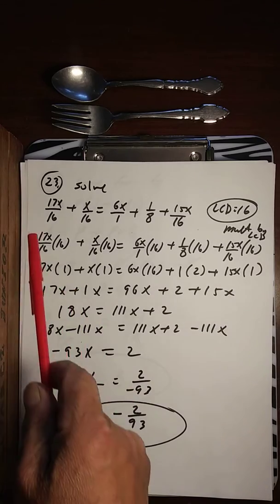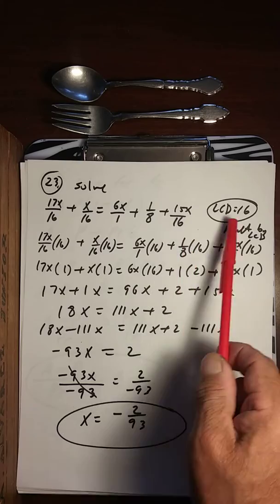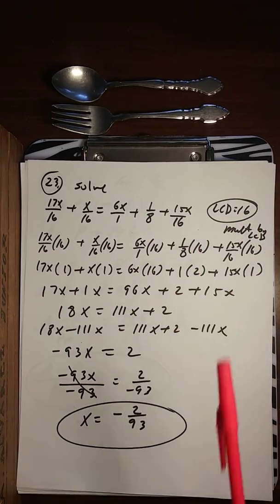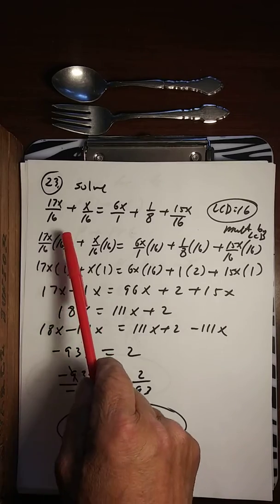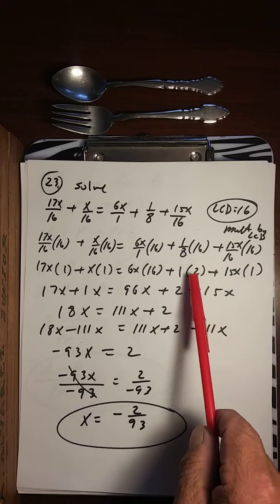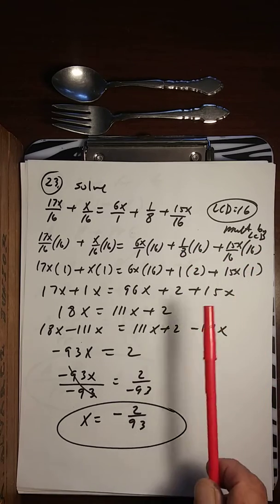This one. LCD is 16. So multiply everything by 16, 16, 16, 16. All the way across by 16. Divide. 16 divides there. 1. 16 divides that. 1. 1 divides 16, 16. 8 divides 16, 2. 16 divided by 16, 1. Now I'll multiply these numbers.